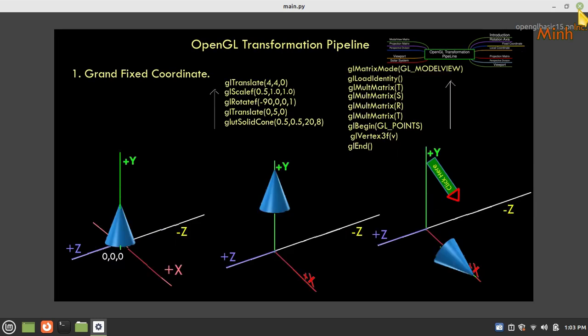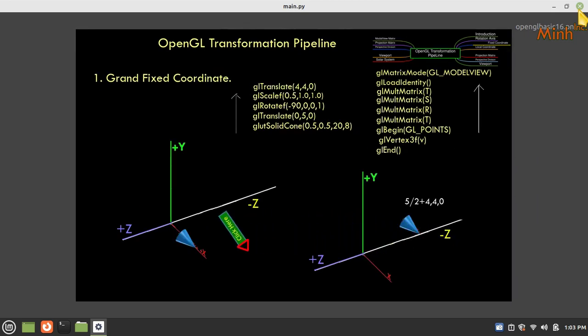Okay, so what is the point? Why do we say grand fixed coordinate? The coordinate x, y and z, this coordinate is not moving. Whatever we are doing, that is in the global coordinate only. We have only one coordinate, that is x, y, z. Now the model is moving in reference to our coordinate system. Then the model is rotating in reference to our coordinate system. Then the model is scaling with reference to our coordinate system. Then the model is translating again with respect to our coordinate system.